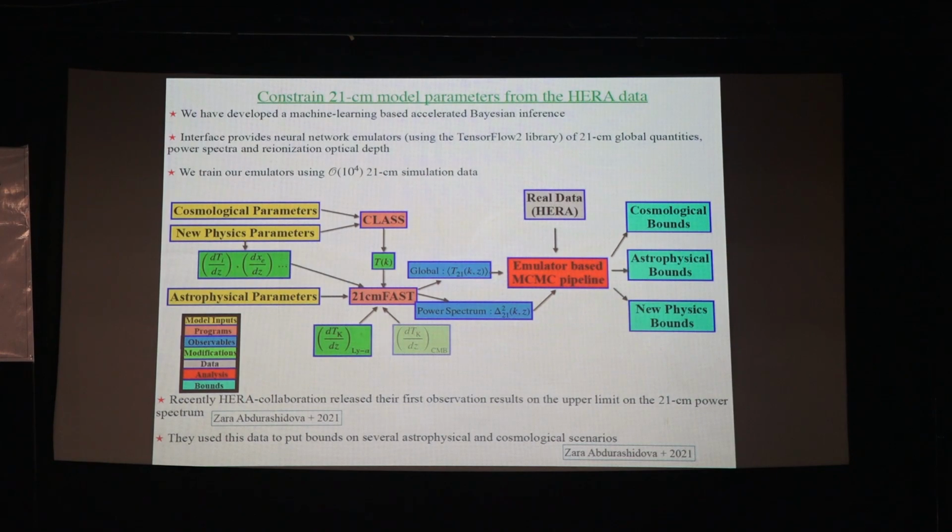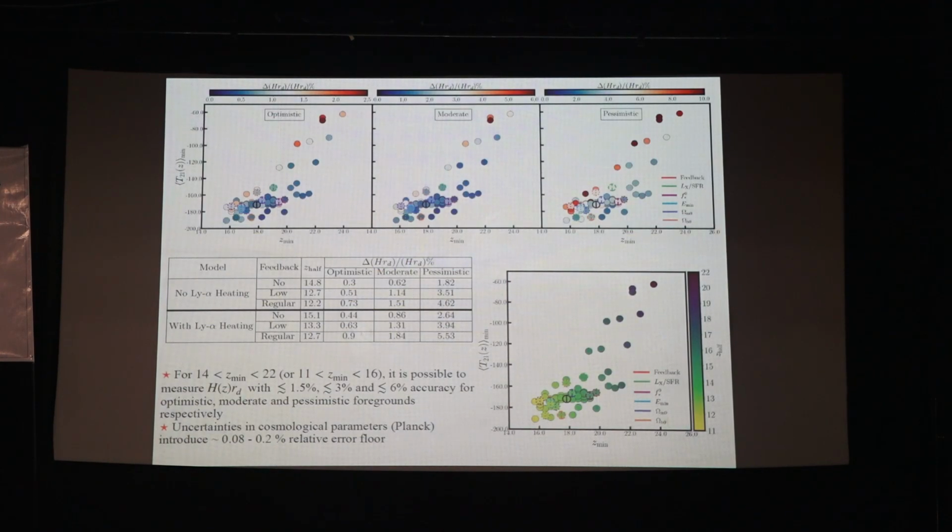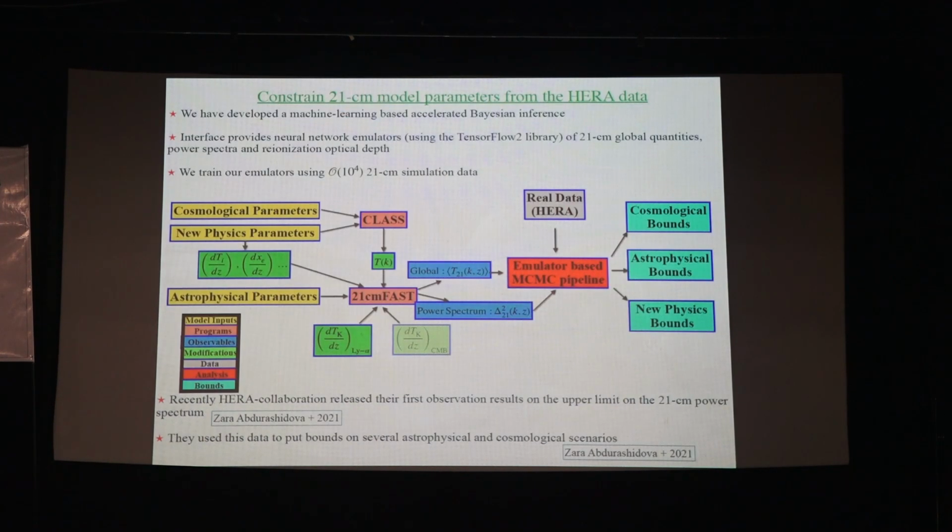Yeah. So until now I was talking about mostly the mock data. Now I will move into the real data, the HERA data that Girish was talking about. So we basically developed a machine learning based accelerated Bayesian inference, and this provides us neural networks of the 21 centimeter global quantity. Okay, and we train the emulators, and we analyze the data, and we have the bounds on the different parameters.